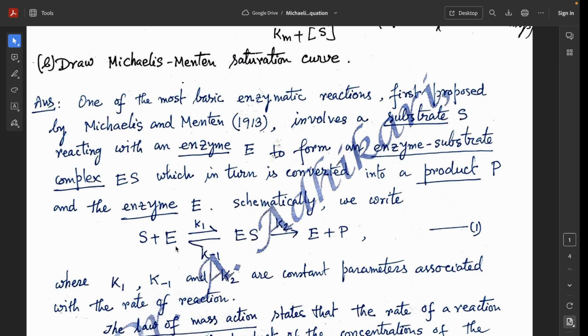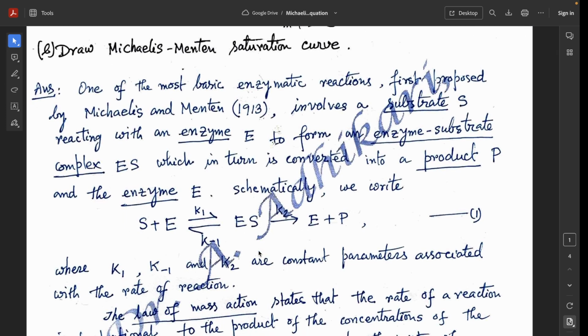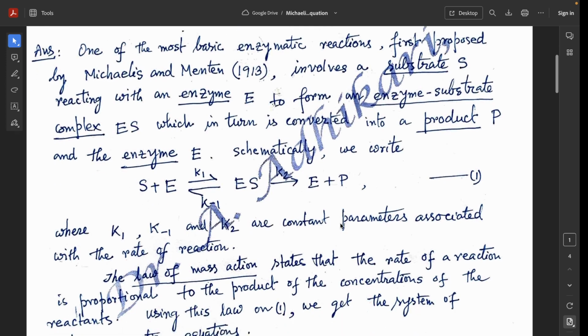and it is a double-sided reaction. This K1 is the reaction rate constant, and inversely when ES converts to S plus E it is K suffix minus 1, and ES to E plus P, enzyme plus product P, with K2 as the constant parameter. This is the only one-sided equation.